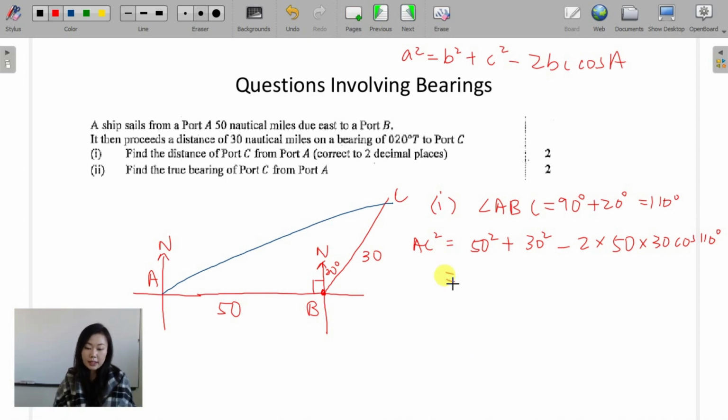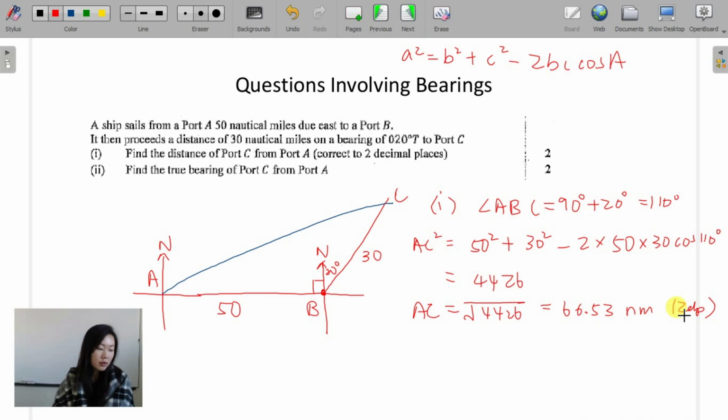So put that into the calculator. That should be 4426, square root. That should give you about 66.53 to 2 decimal places, nautical miles. All right, so that's it for the first part.